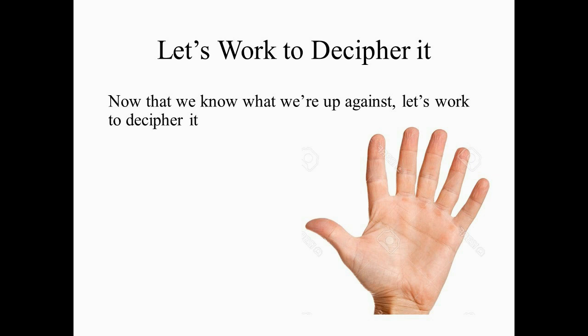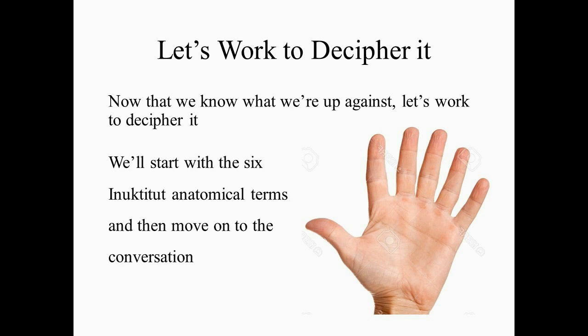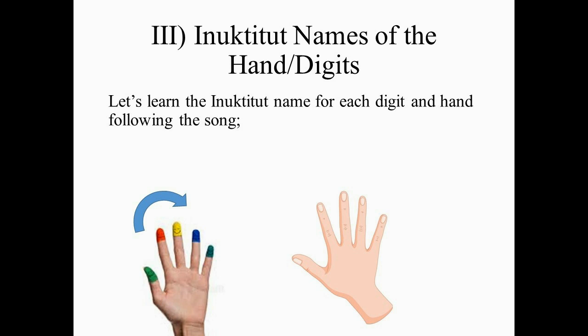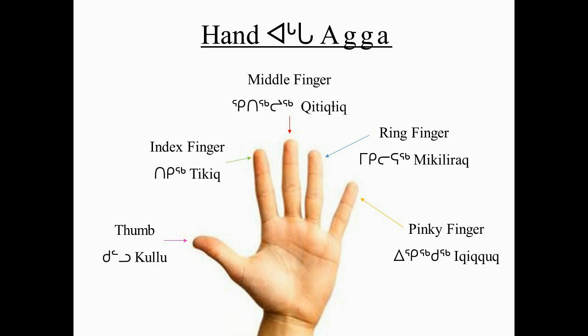Now that we know what we're up against, let's work to decipher it. We'll start with the six anatomical terms, and then move on to the Inuktitut conversation. Let's learn the name for each digit and hand following the song, from the thumb to the pinky, and then the hand. The song will be sung in a normal tempo. Are you ready? All right.